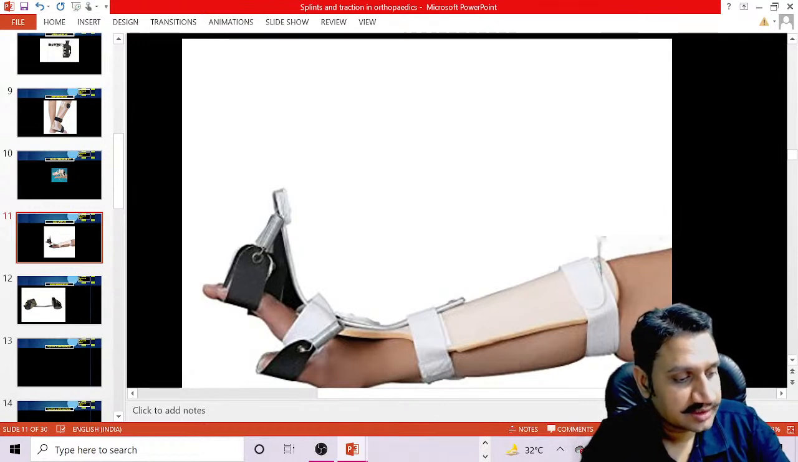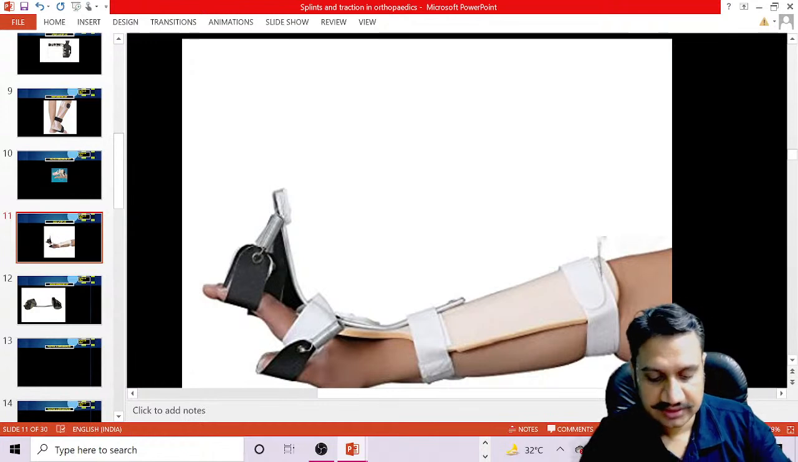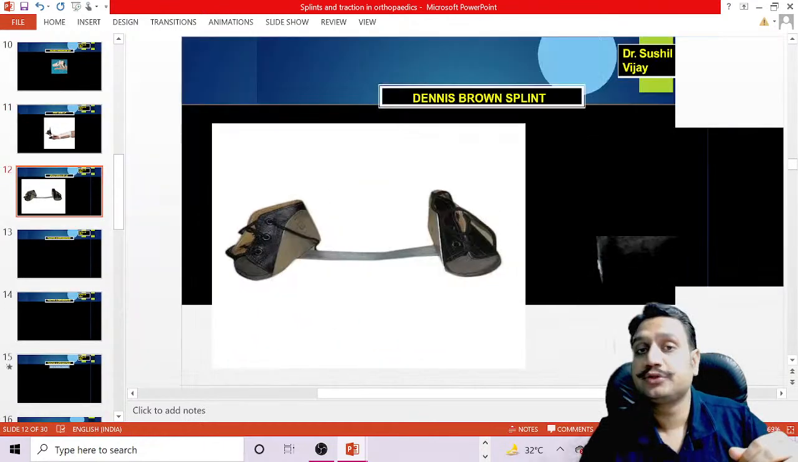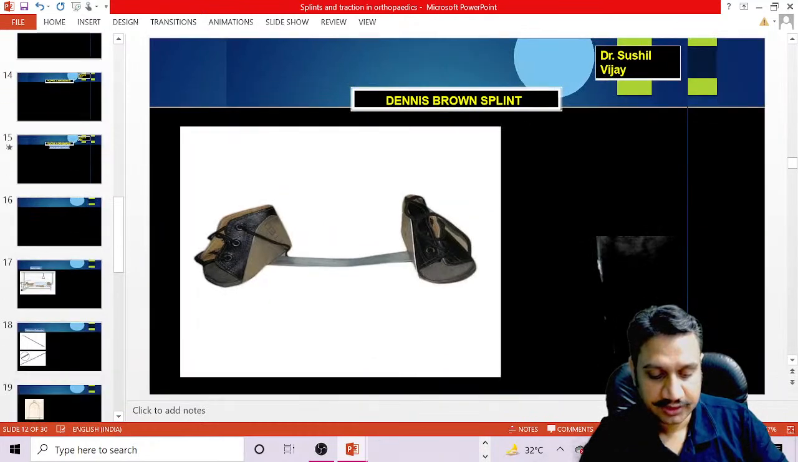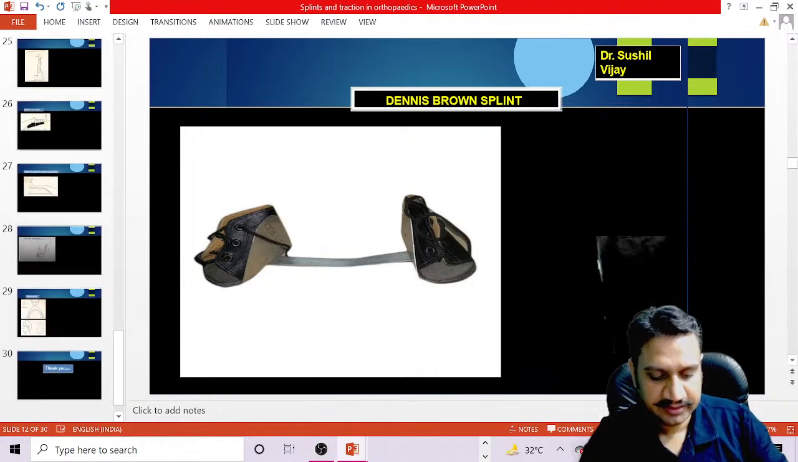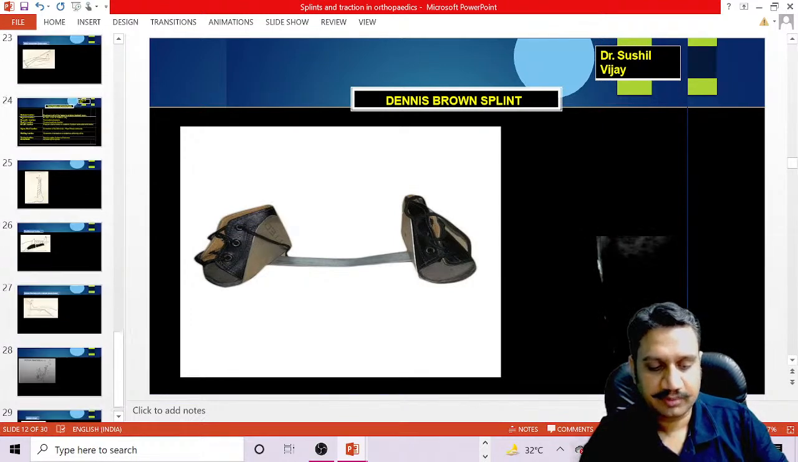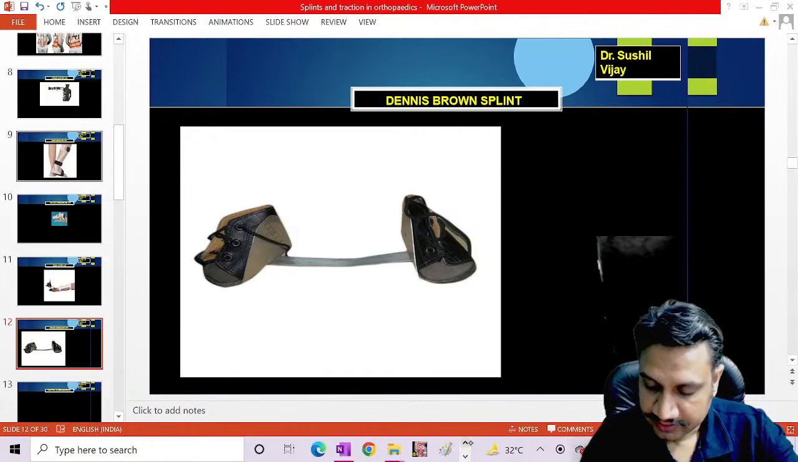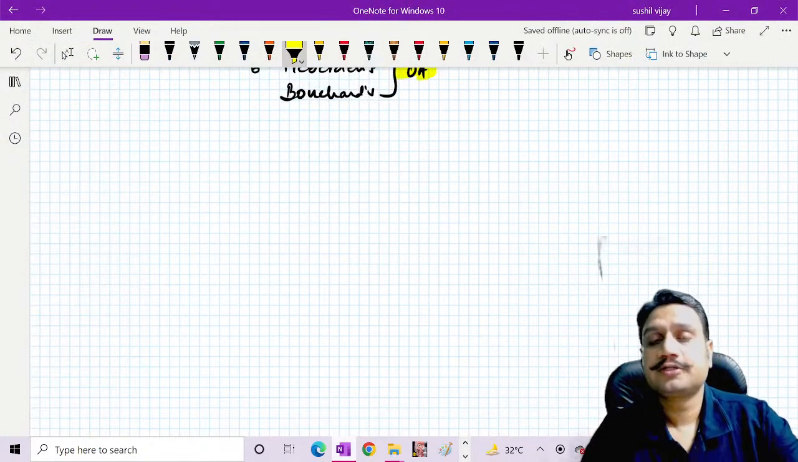Okay, so this is about these braces. This was the splint for the CTEV issues. That's your Denis Browne splint. That is your Denis Browne splint. So remember that, please. And the lower file is all about the traction. So I would recommend you to go through this file once. So that is from this area, the splints.